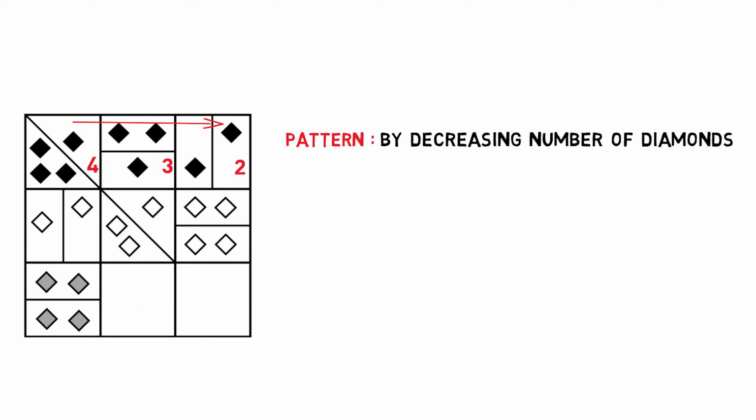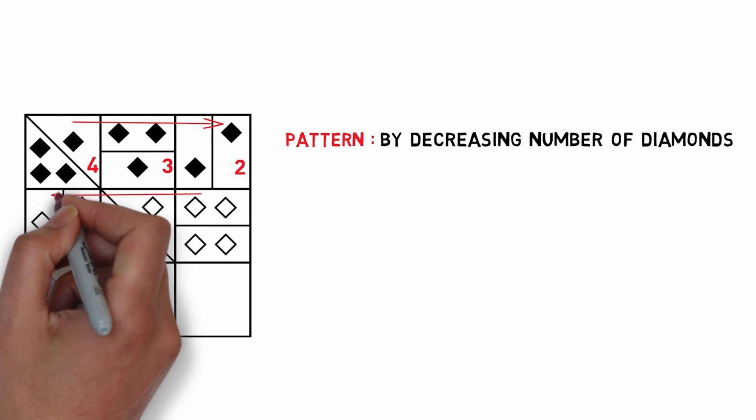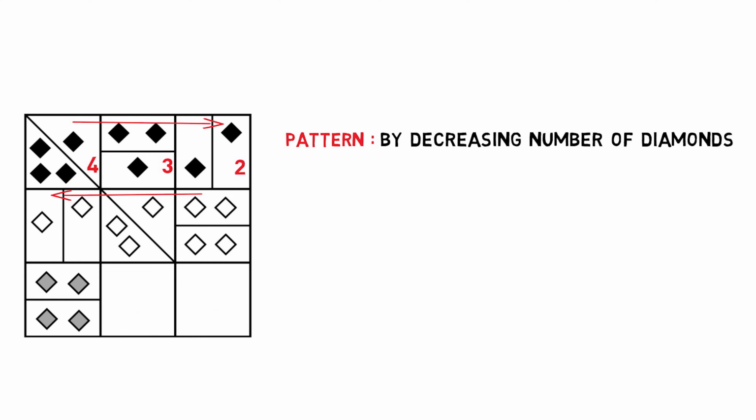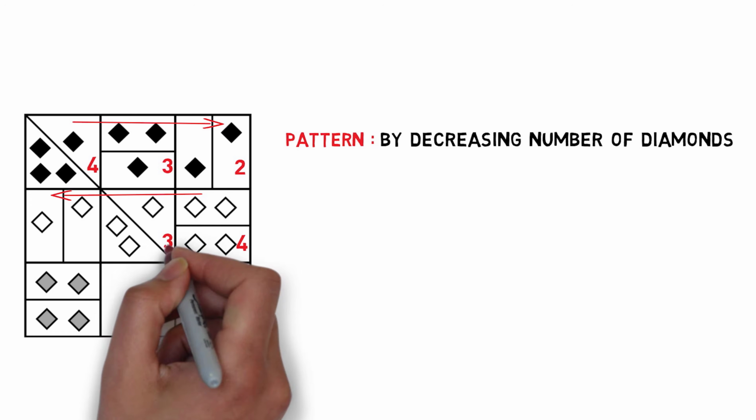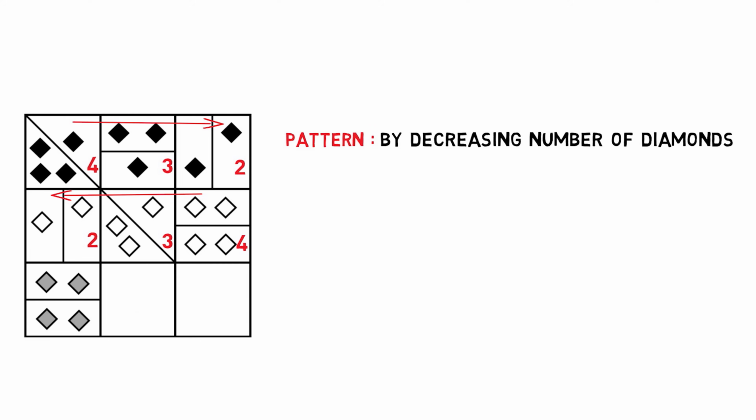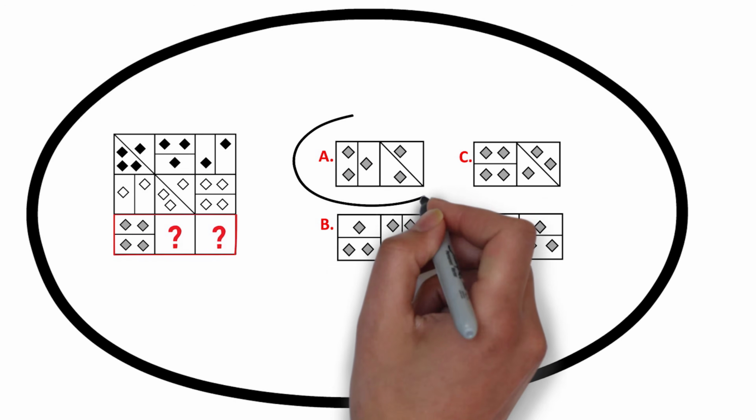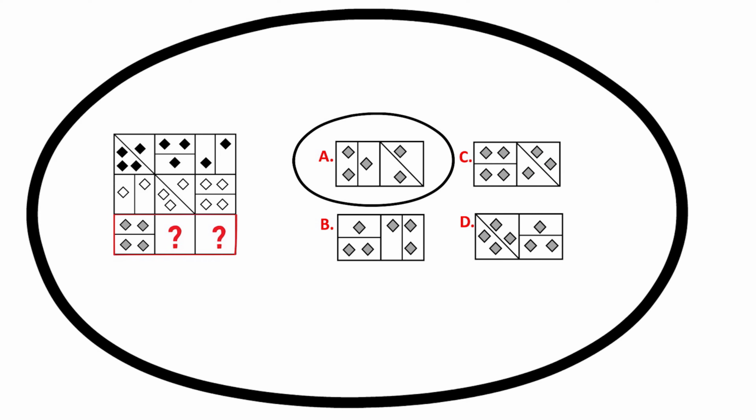In the second row, the pattern reverses, and it goes from right to left. And you see the same pattern of the white diamonds. 4 goes down to 3 and then goes down to 2. So in the bottom row, we need to follow the same pattern. The pattern will be the number of diamonds decreasing from 4 to 2 among the gray diamonds. So the correct answer here is choice A. Hopefully you've nailed this question and now know how to answer similar problems on the test.